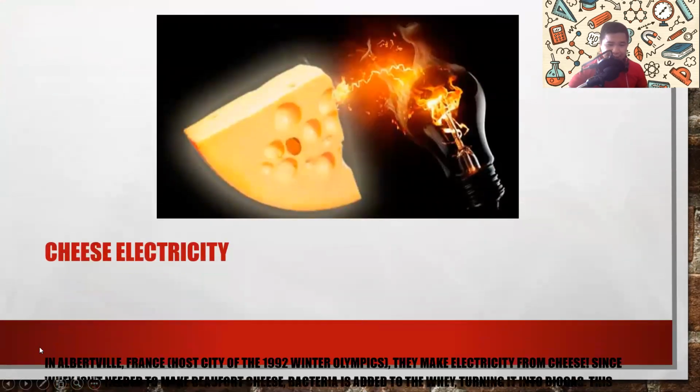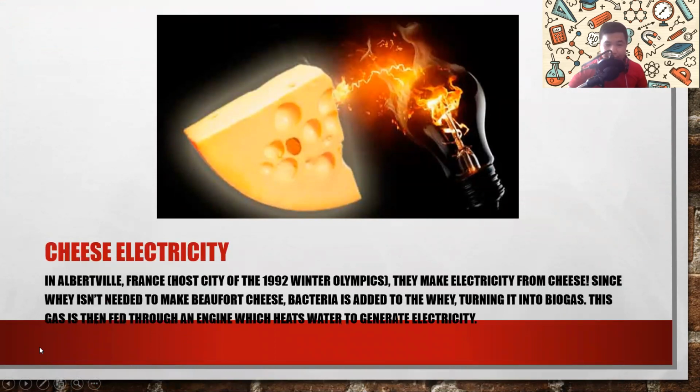Next is cheese electricity. In Albertville, France, they make electricity from cheese. Wow, they got electricity from cheese. Since whey isn't needed to make Beaufort cheese, bacteria is added to the whey, turning it into biogas. This gas is then fed through an engine which heats water to generate electricity. That's amazing. They made cheese, then the cheese they made may give them electricity.